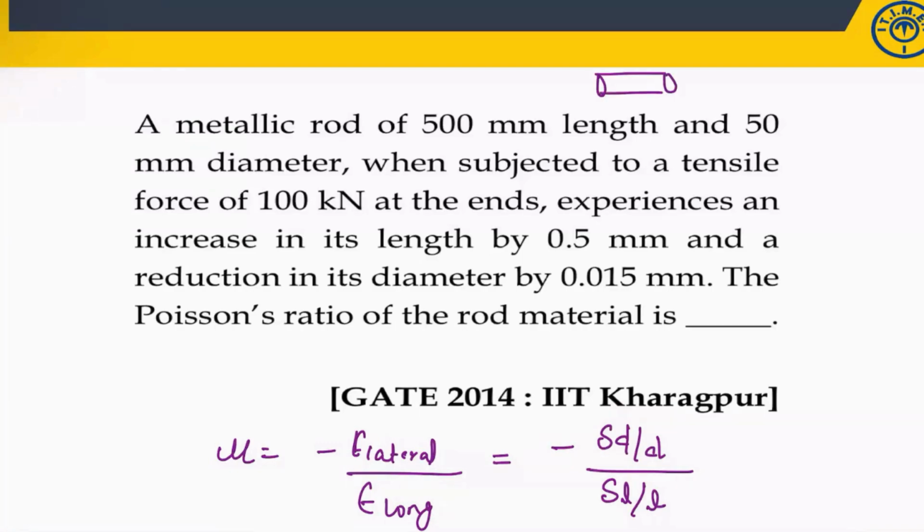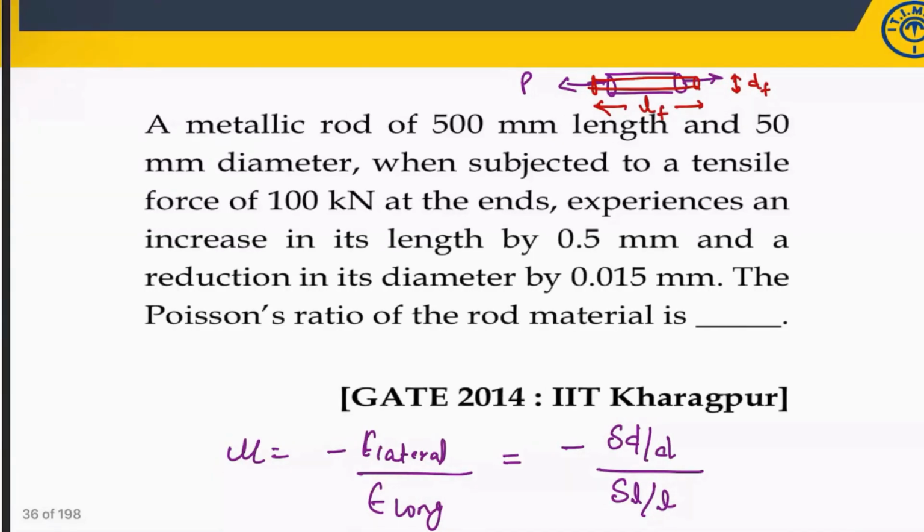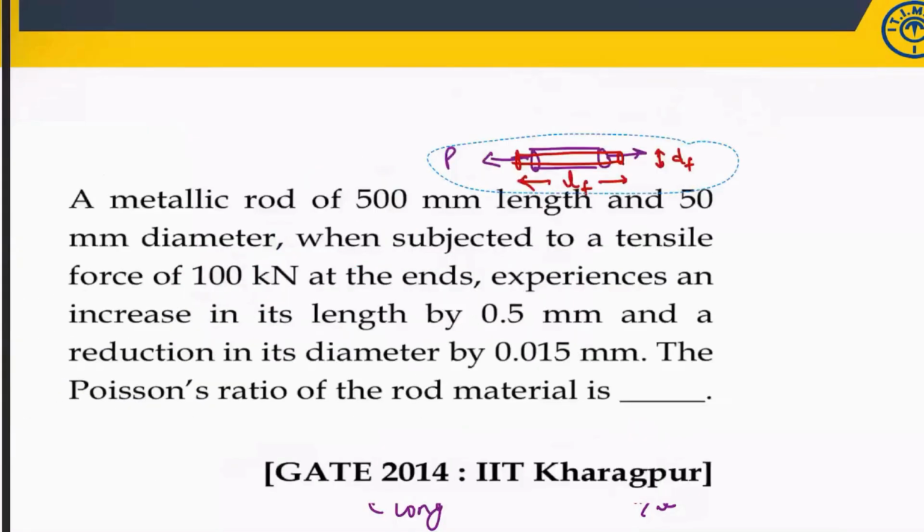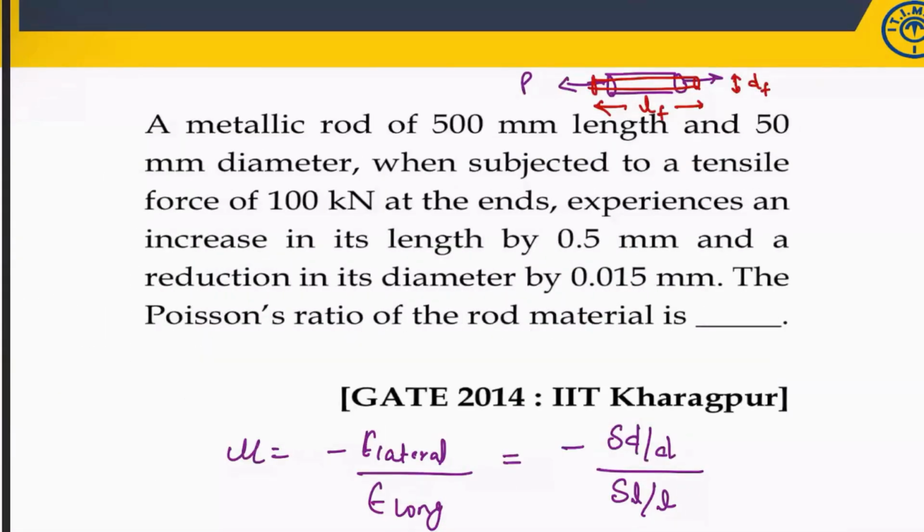This is the rod. You have subjected it to some particular load. Because of that, the rod length is increased from L to LF and the diameter is decreased from D to DF. DF means the final diameter, F corresponds to final. The initial length is nothing but the original length, L naught, and D naught will be the original diameter. So change in length means the final length minus the initial length.